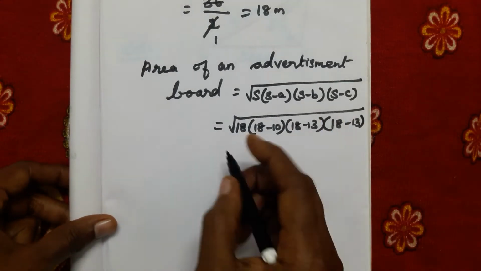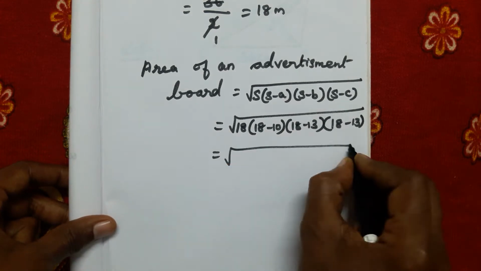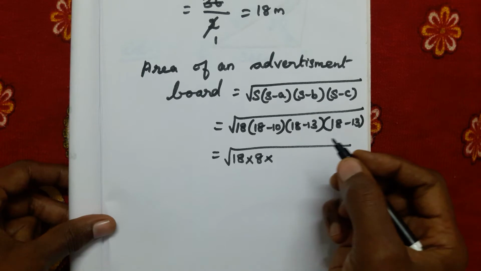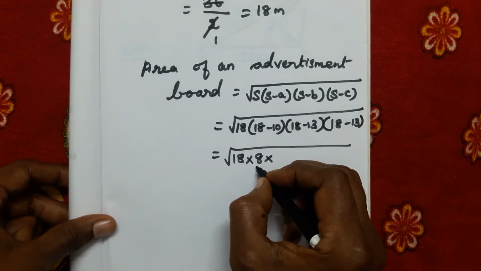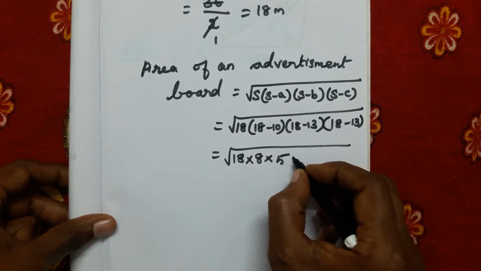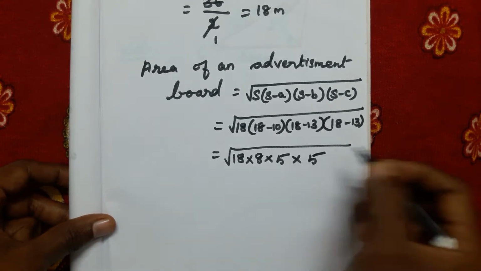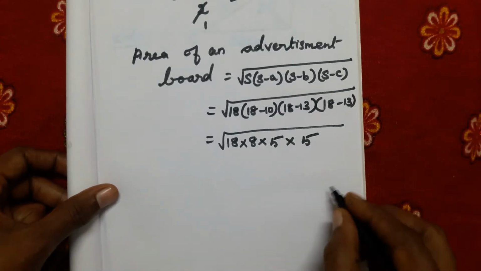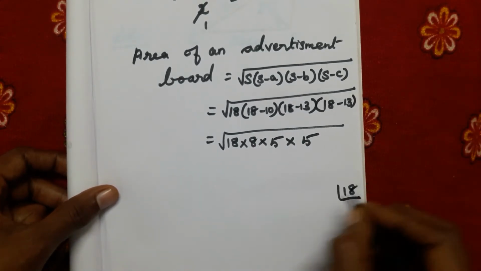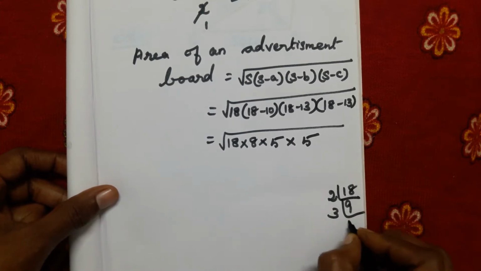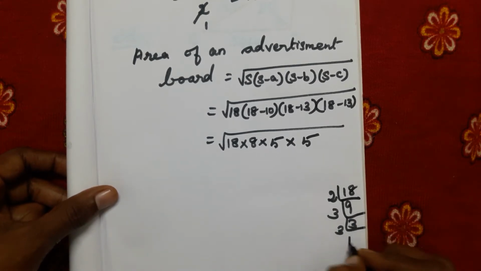It's equal to 18 into 18 minus 10, 8, 18 minus 13, 5, 18 minus 13, 5. Clear this? Next, when we are factorizing 18, what will we get? 2 times 9 is 18, 3 times 3 is 9, 3, 1.